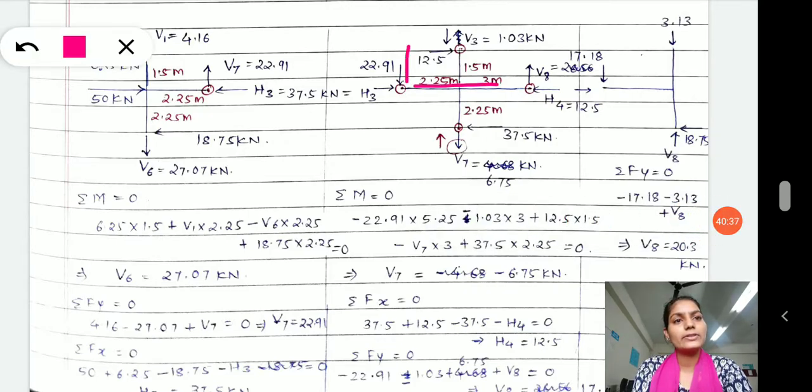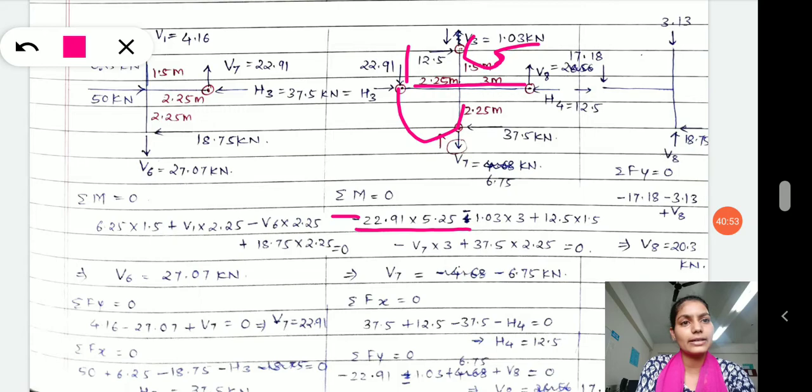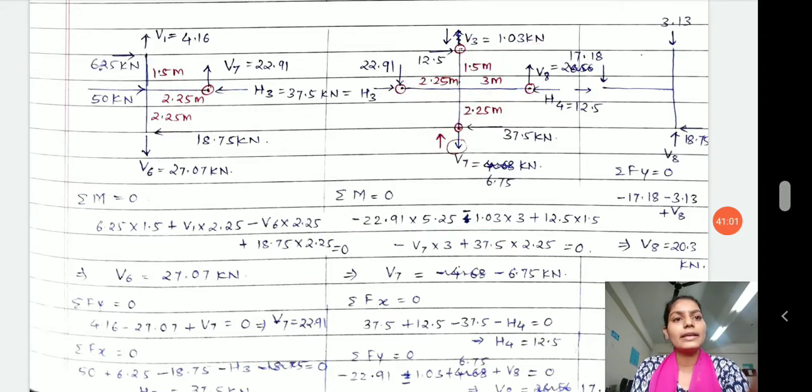22 into horizontal distance 2.25 plus 3, this much. This is making anti-clockwise, that's why I have taken negative. Then I have taken 1.03. So 1.03 into horizontal distance, it is also making anti-clockwise, negative sign. And 1.03 into horizontal distance is 3. Vertical force, horizontal distance.